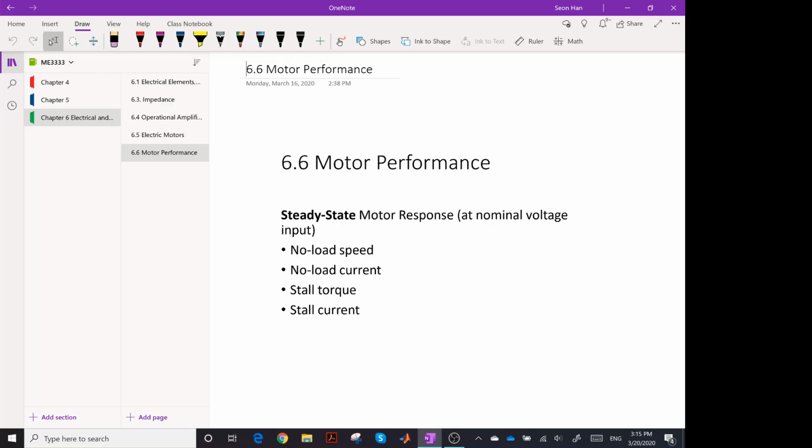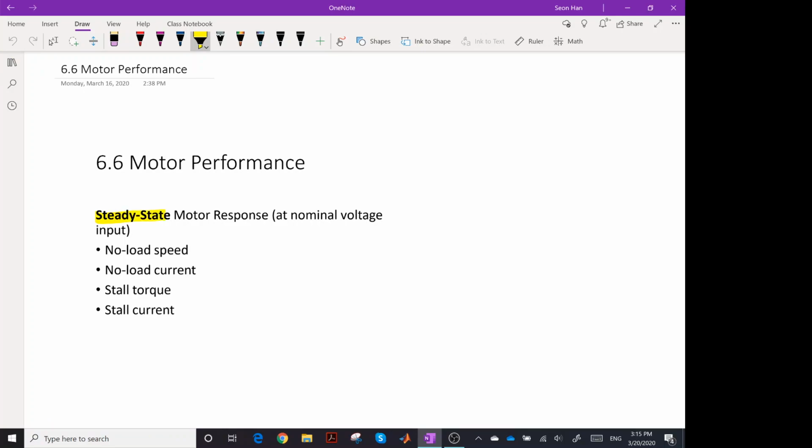So what's not said here is it's a steady state. It's a steady state motor response. When they talk about the performance, they don't talk about the transient response. They talk about the steady state response.